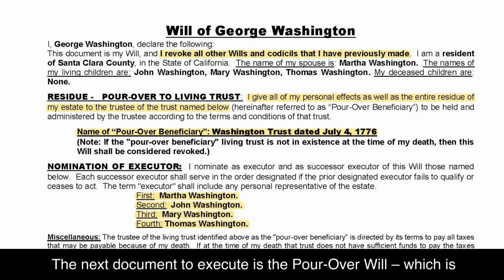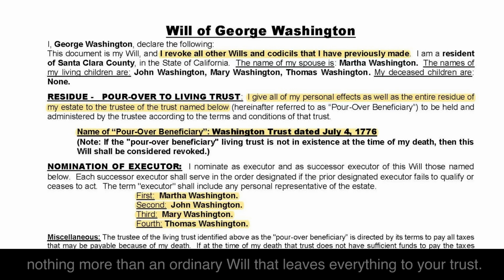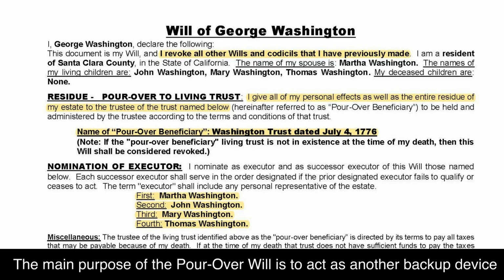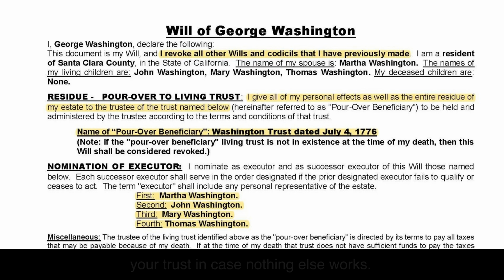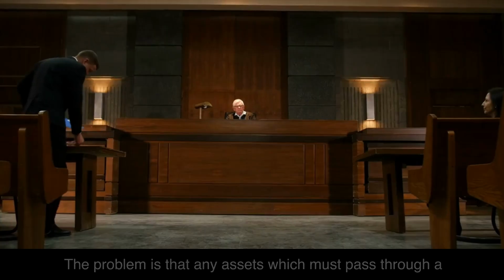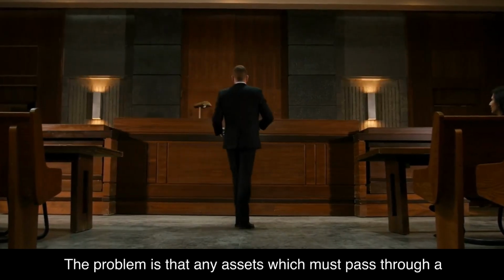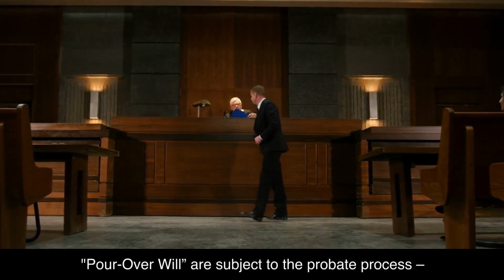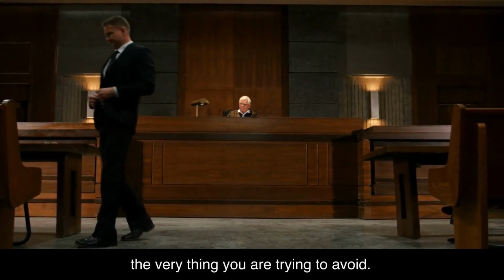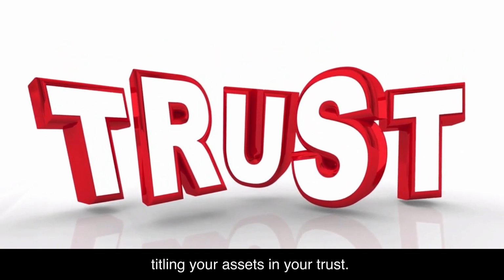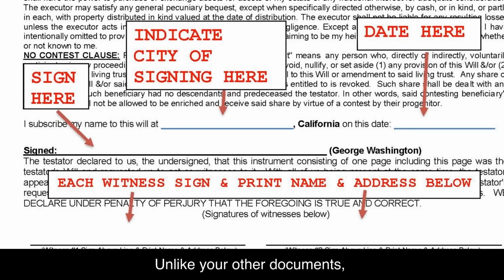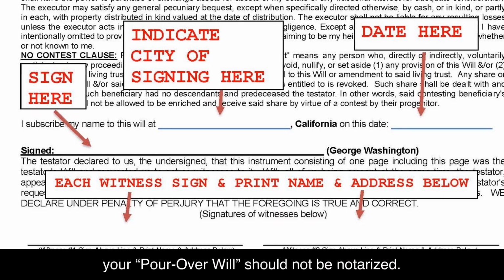The next document to execute is the pour-over will, which is nothing more than an ordinary will that leaves everything to your trust. The main purpose of the pour-over will is to act as another backup device that allows your trust to gain control of any stray assets left outside of your trust in case nothing else works. The problem is that any assets which must pass through a pour-over will are subject to the probate process, the very thing you are trying to avoid. That is why it should never be viewed as a substitute for titling your assets in your trust. Unlike your other documents, your pour-over will should not be notarized.